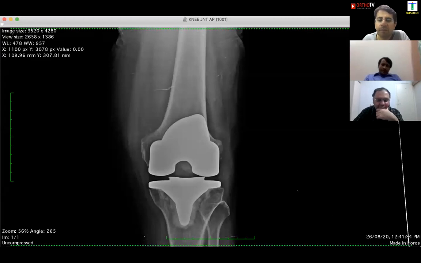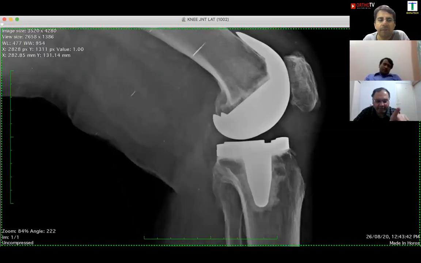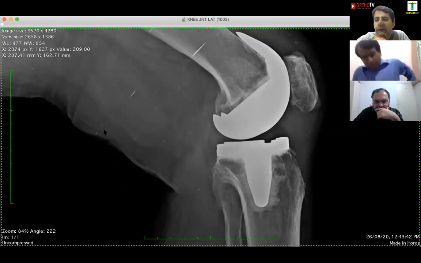Yes, very well done, knee. AP is fantastic. Cement mantle is also good. You have not replaced the patella in this case. Yeah, here we have not replaced the patella. Do you have any walking video, or how much is the FFD?